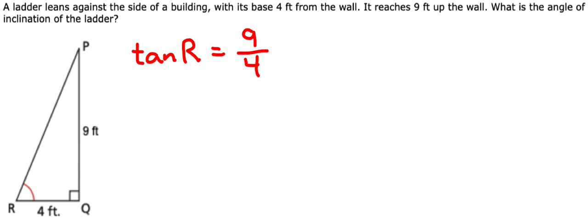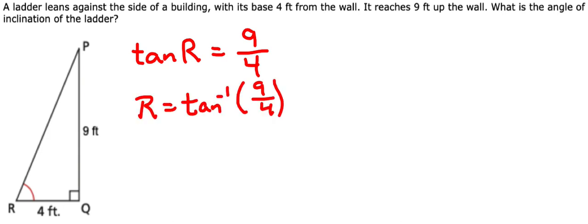To solve for R, R equals tan minus 1 of 9 over 4. You could leave it as a fraction. In fact, I prefer leaving it as a fraction because if you round off your fraction, then you might end up with an error that way. Now let's take a look at what it would look like in the calculator.